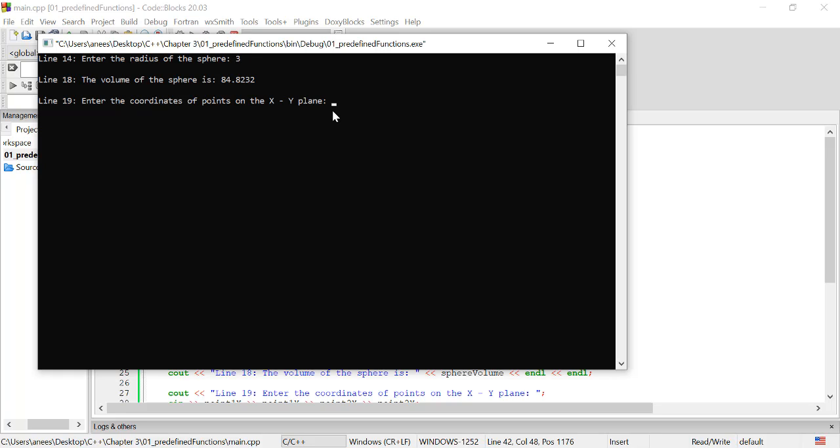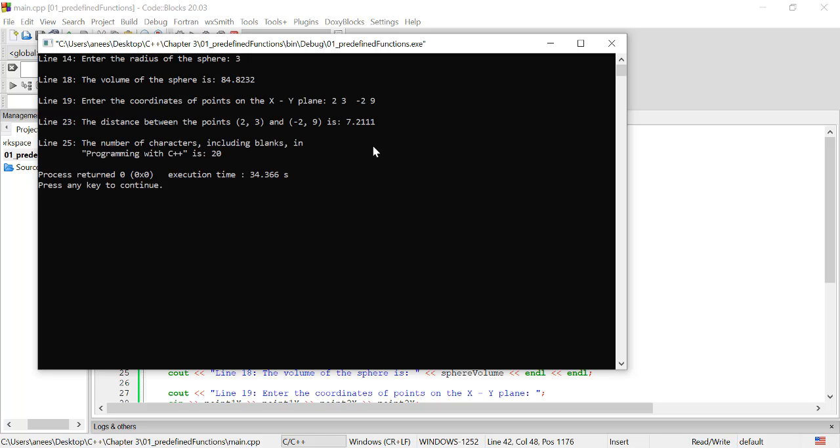Now enter the coordinates of points on the xy plane. Now I have a point which is 2, 3, and I have another point which is -2, 9. Let's see it run. Distance between the points is 7.2111. And here, the number of characters, including blanks, in programming with C++ is 20.